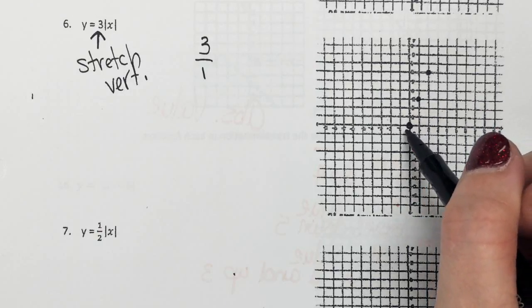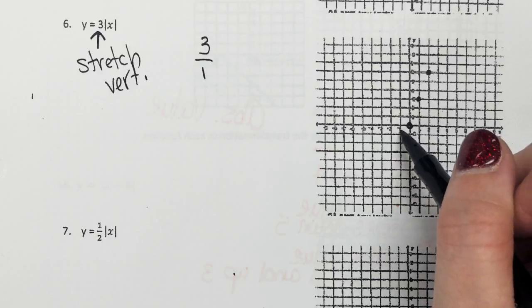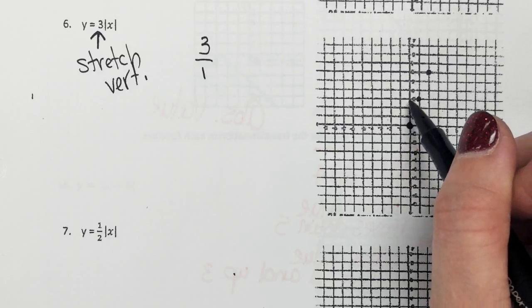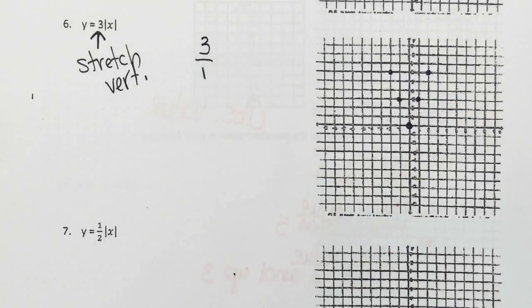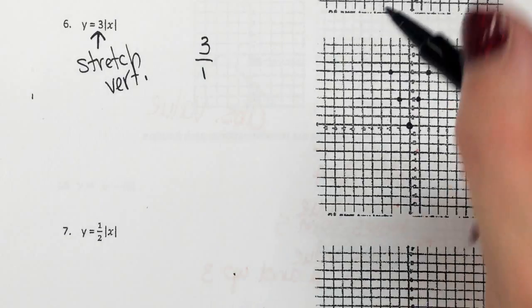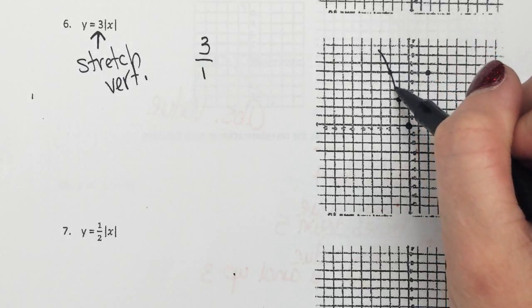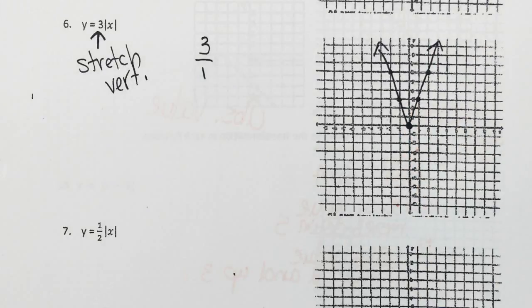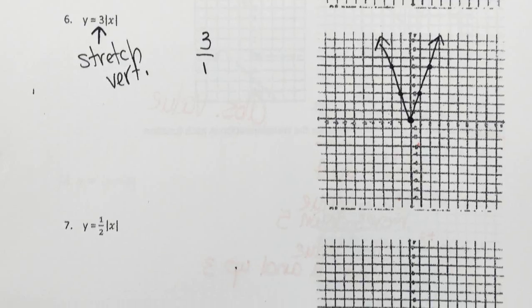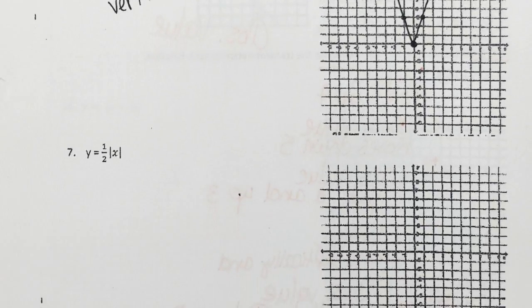But since it's an absolute value, I've got to make that nice pretty V shape, so now I got to go the other way. I got to go up 3 and left 1. See that nice pretty V shape? See how it got pulled upwards? Are y'all okay? Alright, see if you can try number 7 then. It says the same thing.